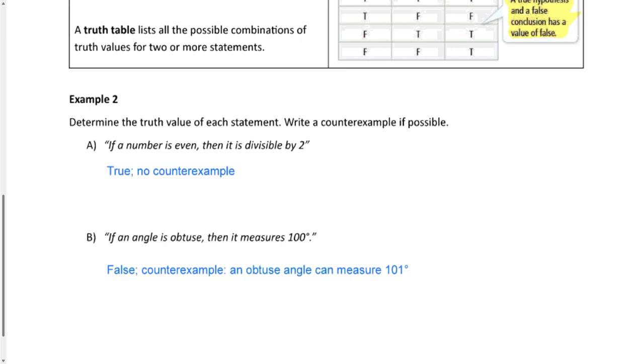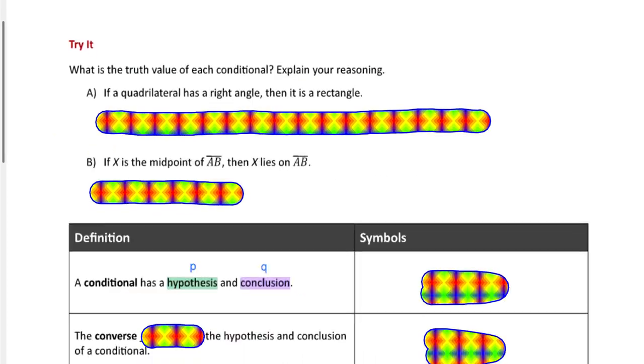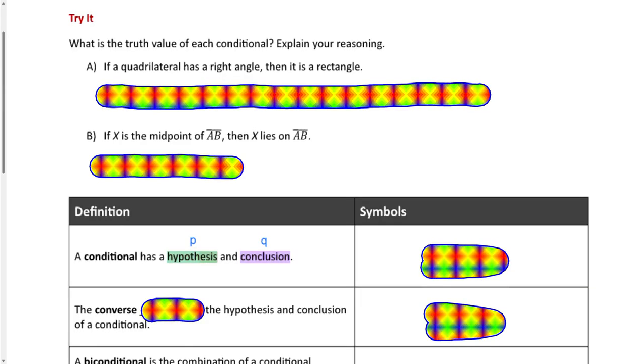All right, let's go to our next page here and let's try it with a couple different other examples. So what is the truth value of each conditional statement? If a quadrilateral has a right angle, then it is a rectangle. All right, so think about this. If a quadrilateral has a right angle, then it is a rectangle. Are the only quadrilaterals that have right angles rectangles? No. I could say a square has right angles, right?